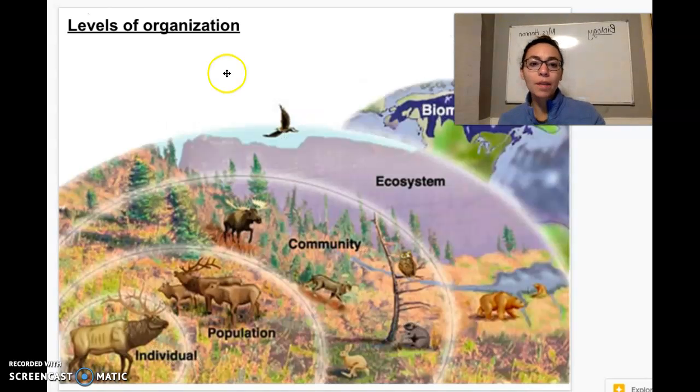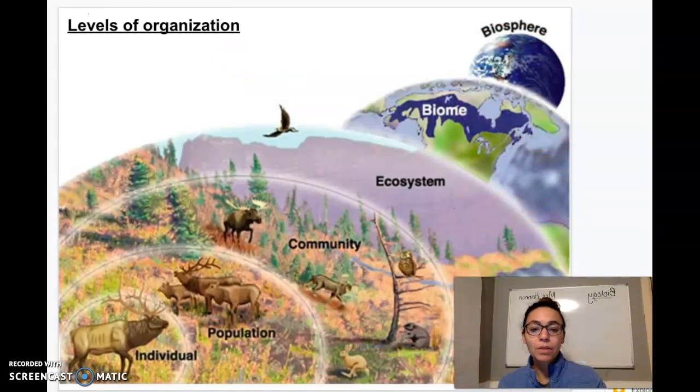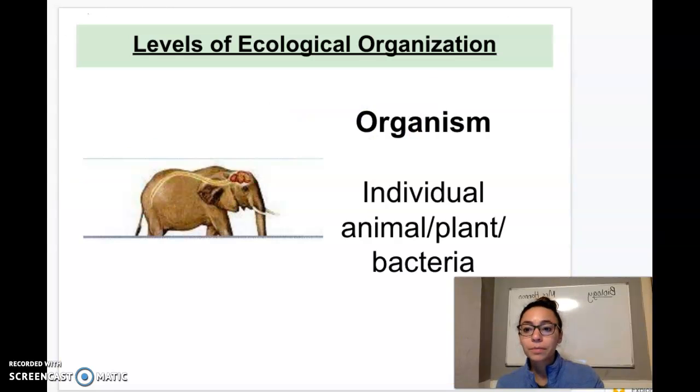Okay, now we're going to talk about some new vocabulary words. These are the levels of organization. So different words to categorize the different levels in which we organize things in ecology. So we're going to start with the individual, then move to the population, which is the second biggest, community, ecosystem, biome, and eventually biosphere. So an organism, an individual organism, is just an individual plant, animal, bacteria, any individual living thing that we're talking about.